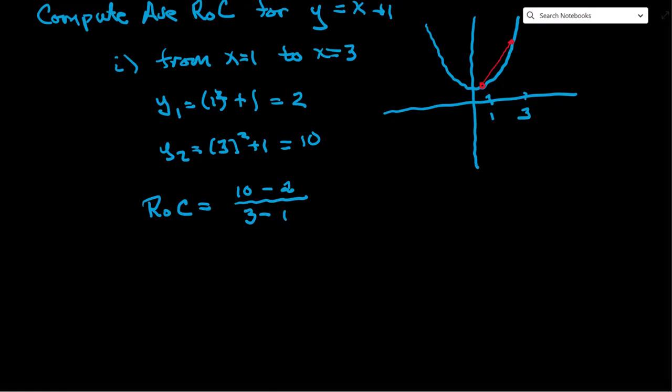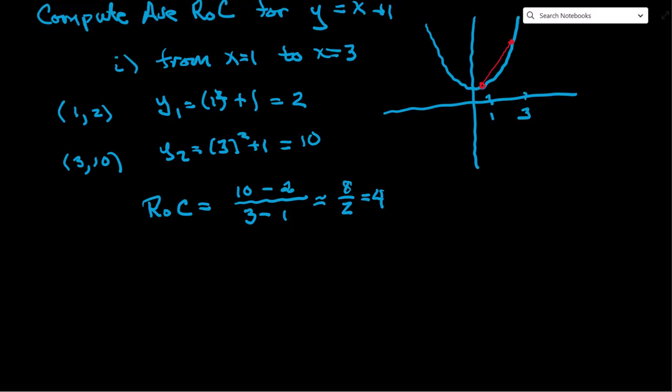So we're really just working with 2 points, where the x value is 1, the y value is 2, the x value is 3, and the y value is 10. We're just doing 2 points like what we would normally do for a slope. And this is going to give us 8 over 2, or a rate of change of 4.